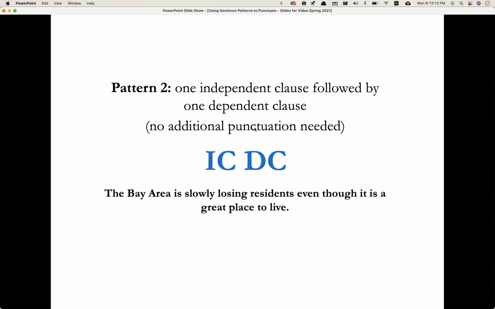Because you have the IC, the Bay Area is slowly losing residents, first, and then you have the DC after it, even though it is a great place to live. That is because you have that structure, you don't need to add any additional punctuation.